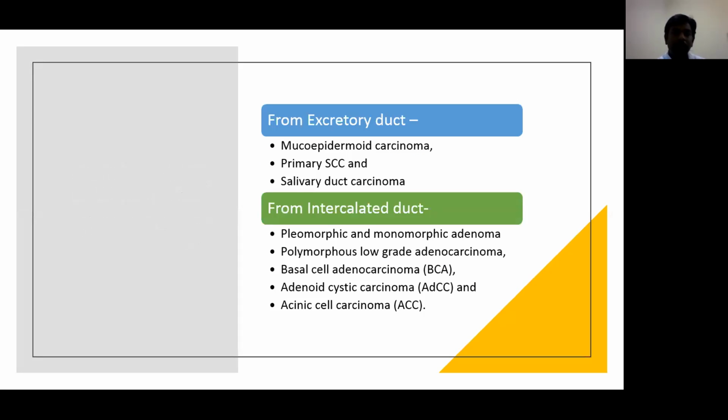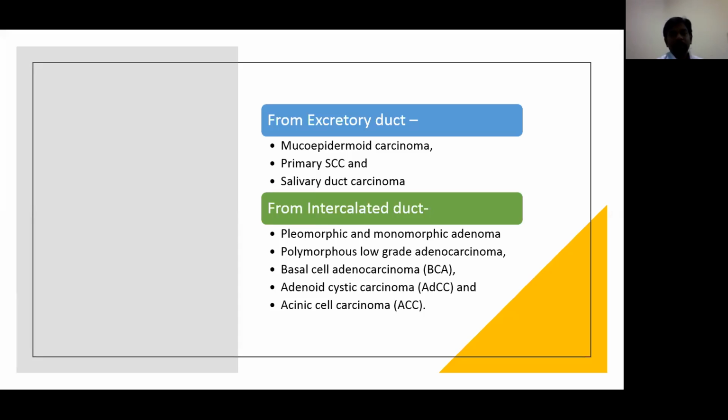Okay, basically you need to know what are the tumors arising from the excretory duct, and what are the tumors arising from the intercalated duct. Because if the tumor arises from the excretory duct, it will have some peculiar characteristics. If the tumor arises from the intercalated duct, it will have some other peculiar characteristics. That's the reason you need to know the cell of origin.